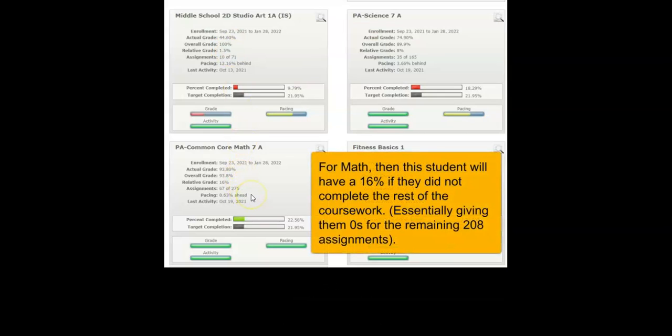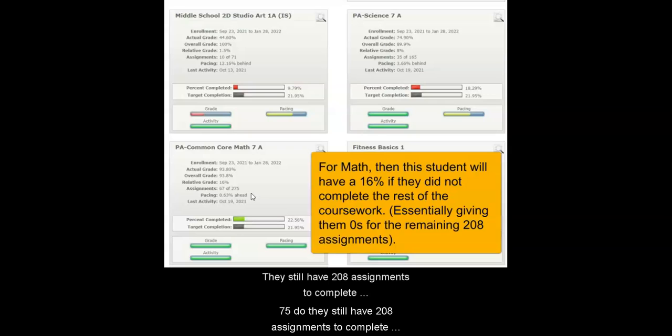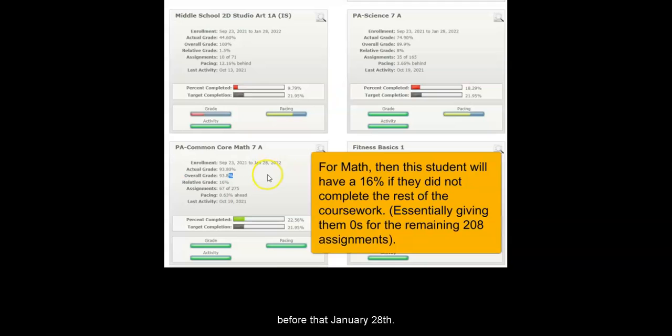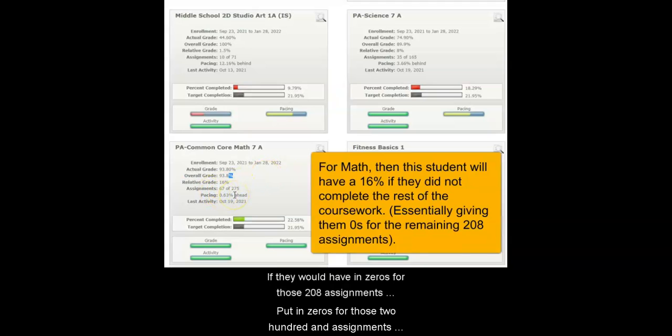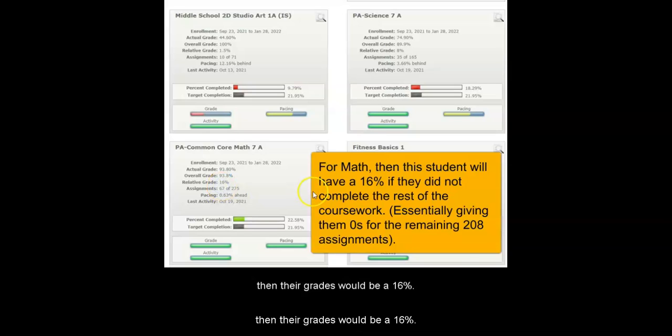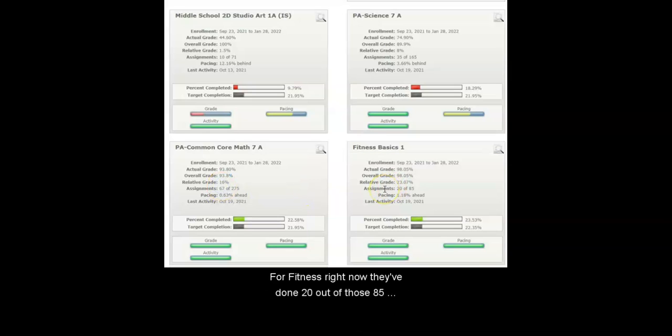For math, right now they have done 67 assignments out of 275. So they still have 208 assignments to complete before that January 28th cutoff. So if they had put in zeros for those 208 assignments, then their grade would be a 16%. All right, same for fitness.